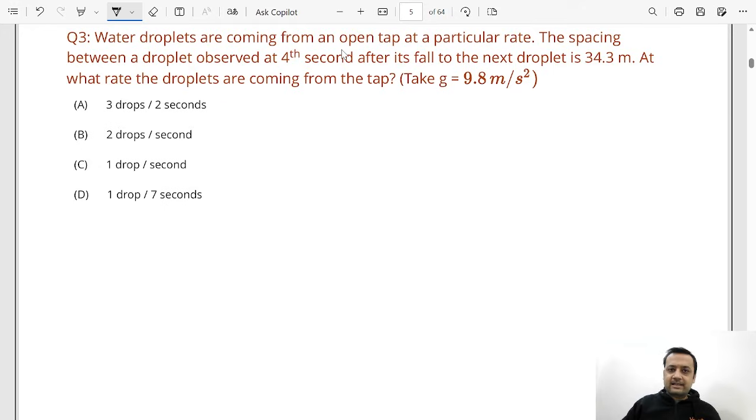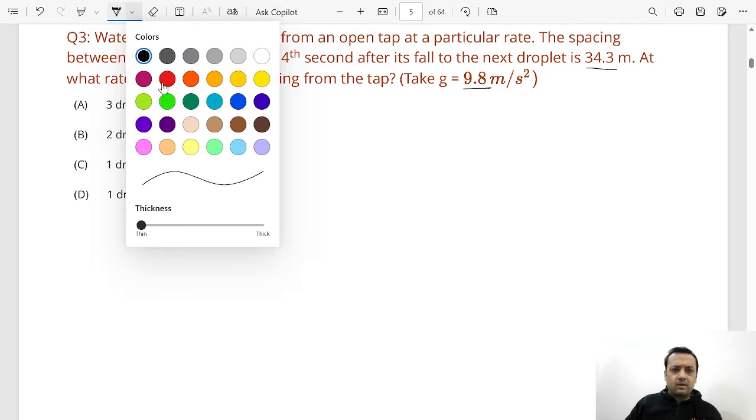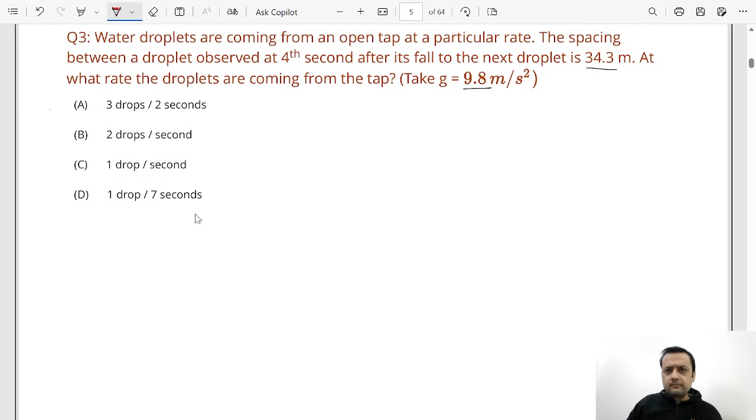Here the water droplets are coming from an open tap at a particular rate. The spacing between the droplets observed at the 4th second after its fall to the next droplet is 34.3 meters. At what rate are the droplets falling? And remember, here gravity is 9.8. So this is a question on vertical gravity. Okay, let's do the analysis over here.